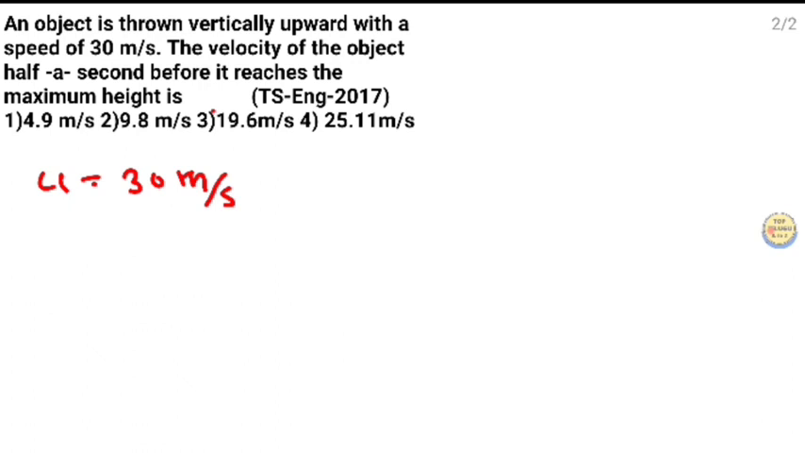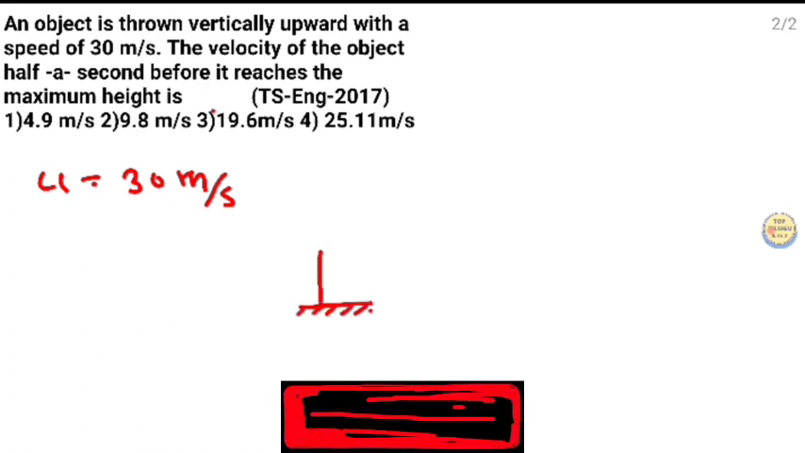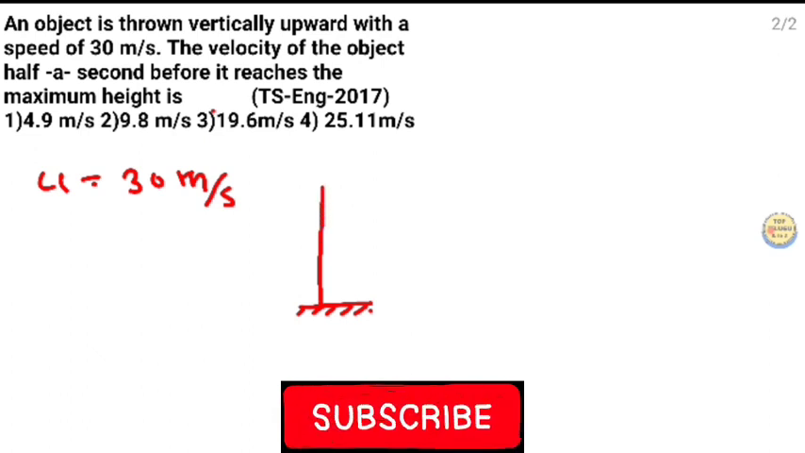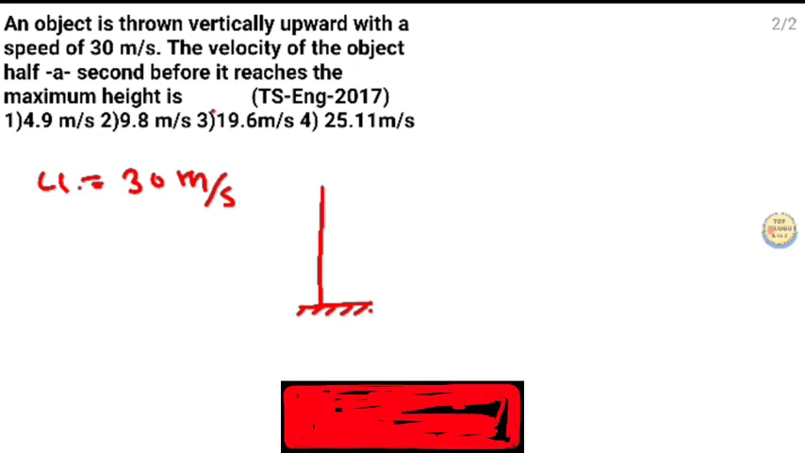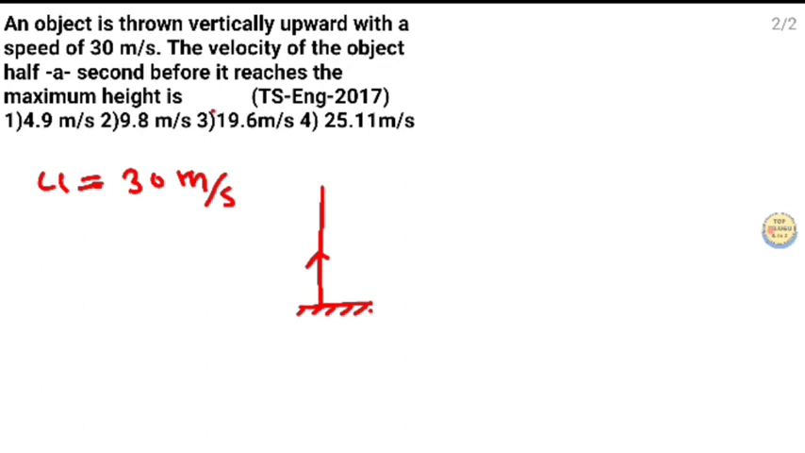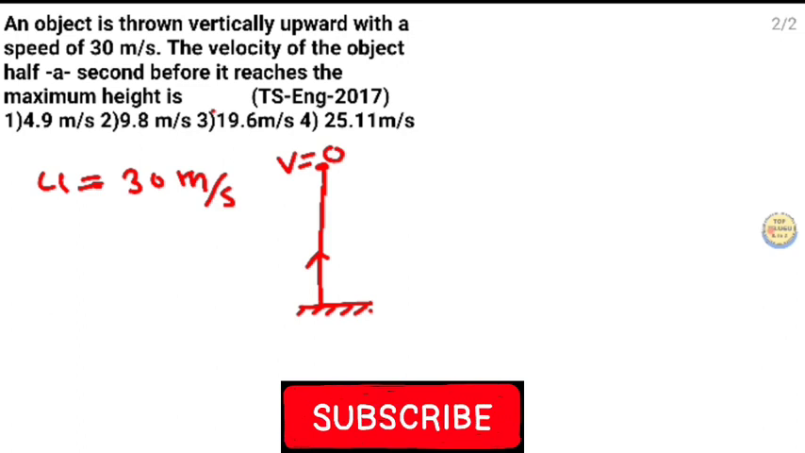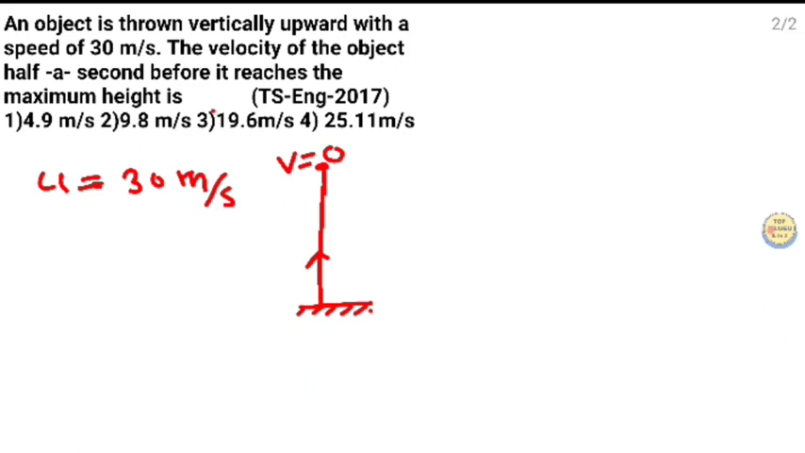So suppose this is the ground. A body is projected upward with initial velocity u is equal to 30 meter per second. The velocity of the object half a second before it reaches the maximum height. Suppose this is the maximum height. At maximum height the final velocity is 0. When it moves downward, its initial velocity is 0.